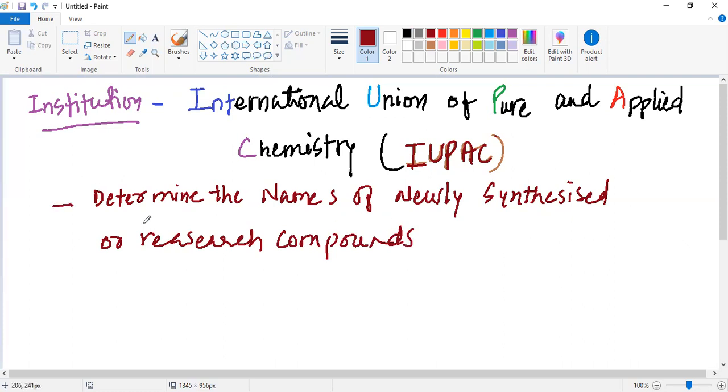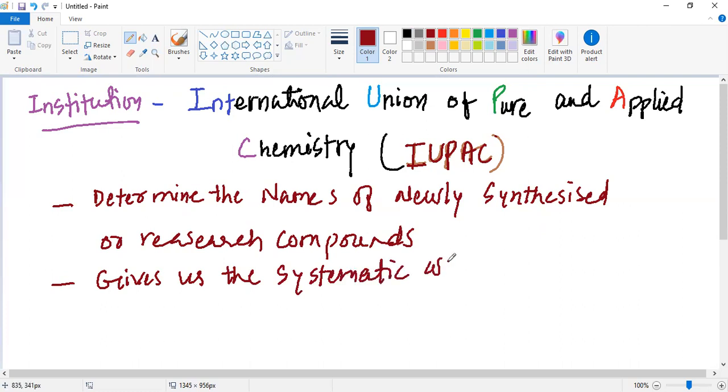So IUPAC determines the names of newly synthesized or research compounds and gives us the systematic way to study the nomenclature of compounds.